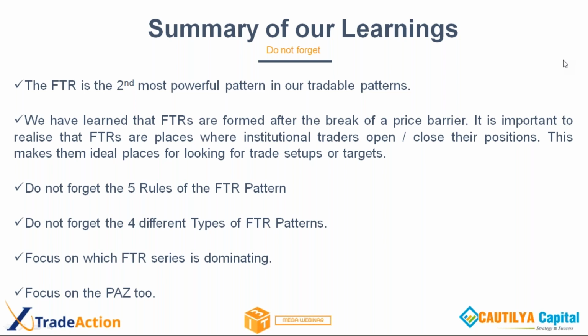And there are 4 types of FTR patterns we saw: 2 demand, 2 supply, where one zone formed between the two highs and two lows and the one formed outside. So that is of no significance. Let the zone form anywhere.